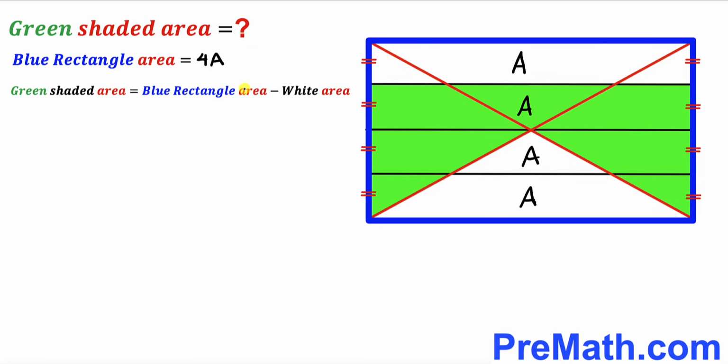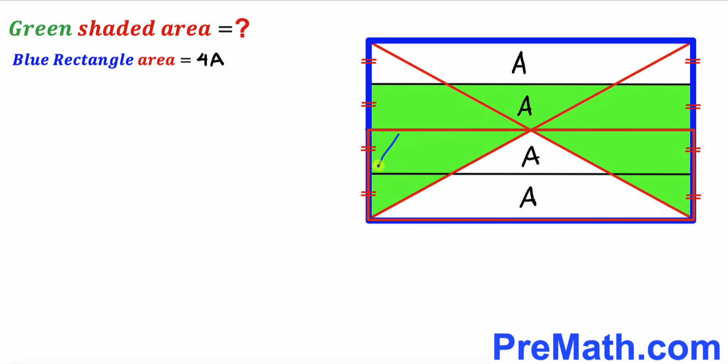And now let's make an observation. We can see that this green shaded region area is going to be equal to the big blue rectangle area minus the white region area. We are talking about this white region area, this area, and this area. So now our task is to calculate the area of this white region.